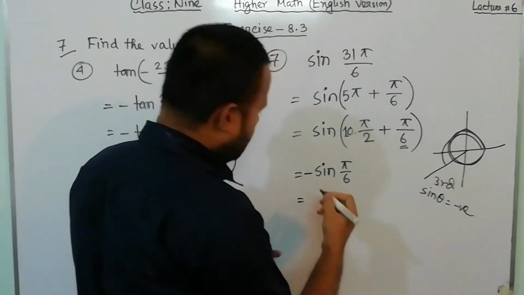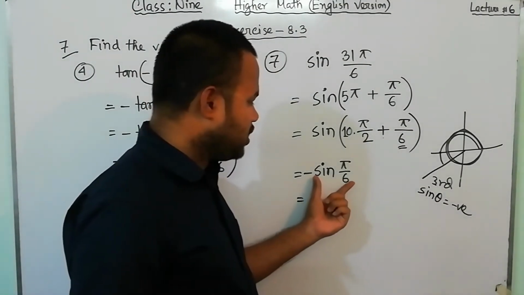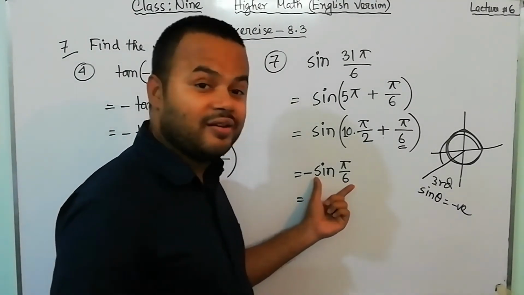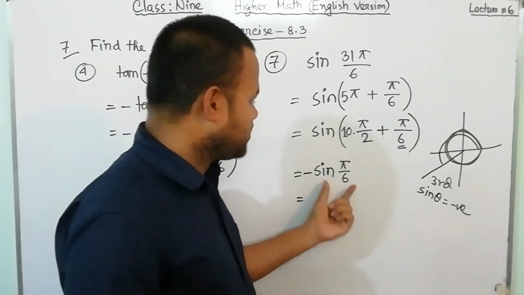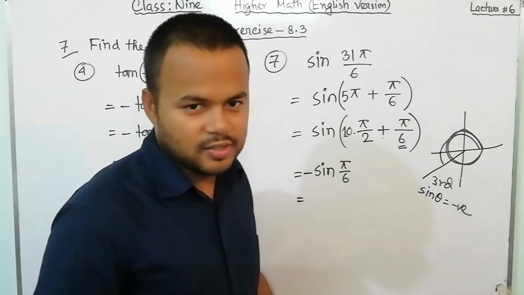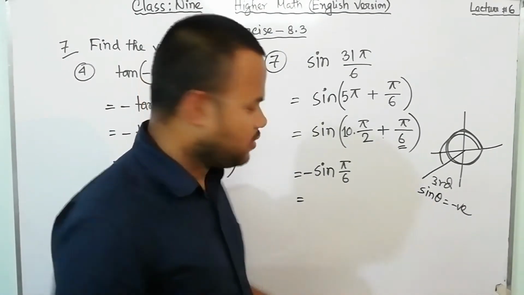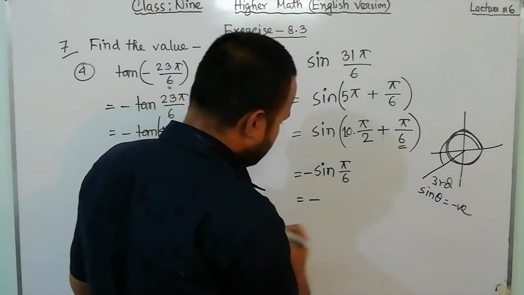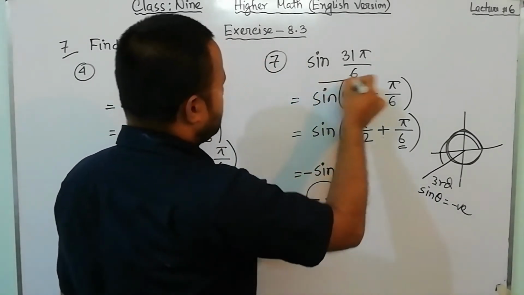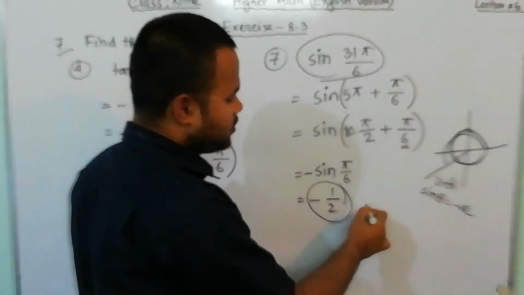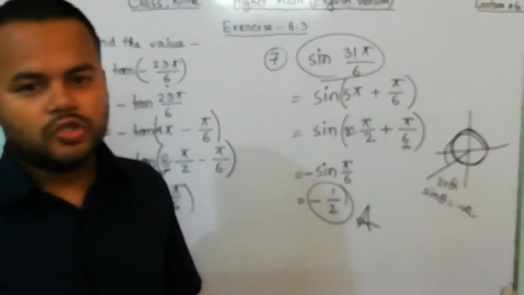Then just replace the value of sine pi by 6. Pi by 6 means 30 degrees. What is the value of sine 30? That is half. Now put minus 1 by 2. That is the value of the given term. That is the answer. Okay, now do another one.